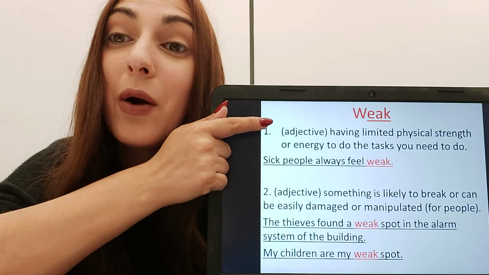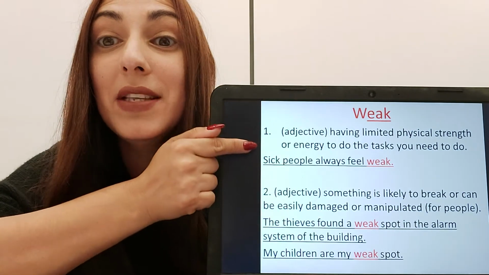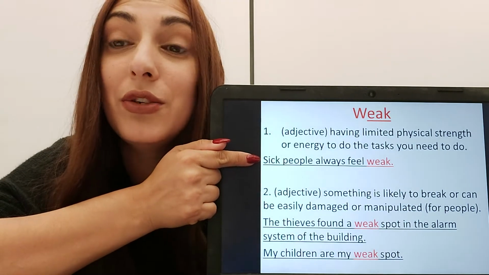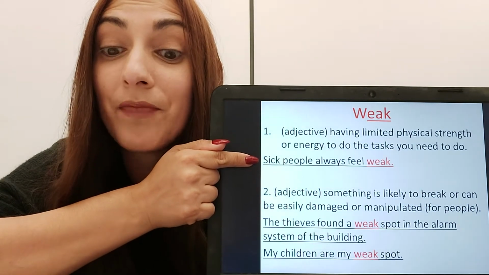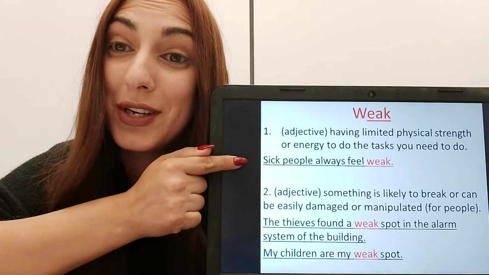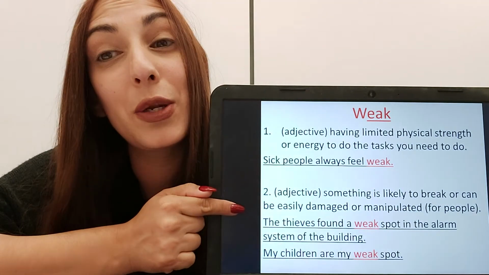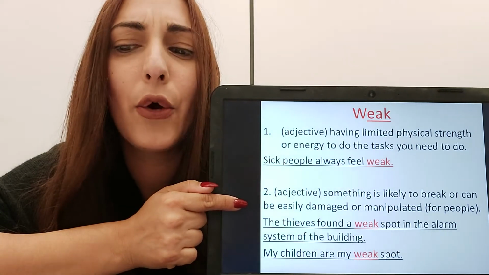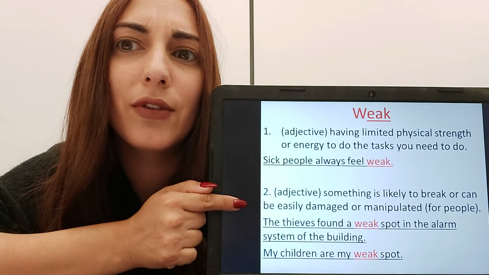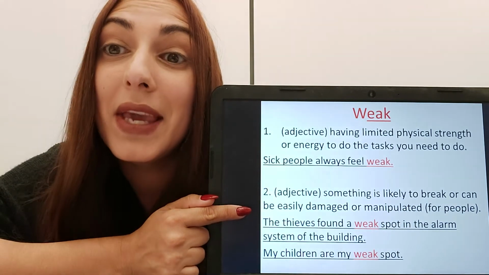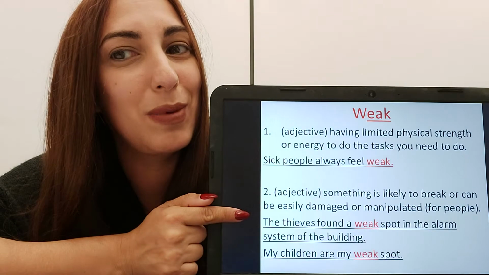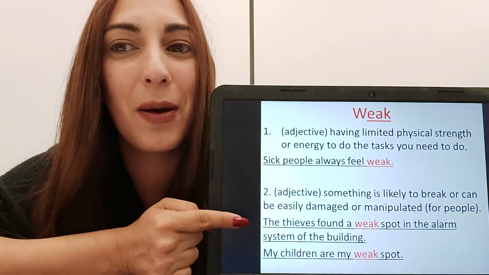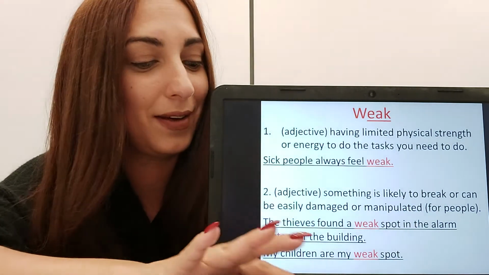Weak. Now, weak with E-A-K means, as an adjective, that you have no strength or no energy left to do whatever it is you need to do, any kind of tasks. Now, obviously the example will help you understand how I've used that, but it can also mean, when you're talking about an object, that something is likely to break or damage itself in some way. But when you're talking about people, you mean that you can manipulate those people because someone has a weak spot for you. So pause the video and read these examples, and let's look at the other week, the most popular one.